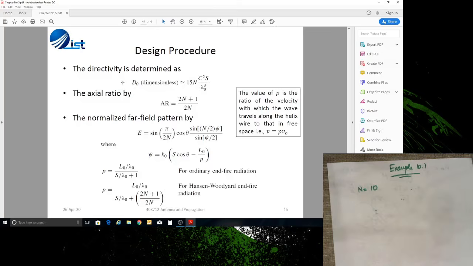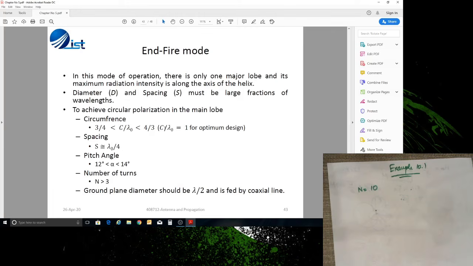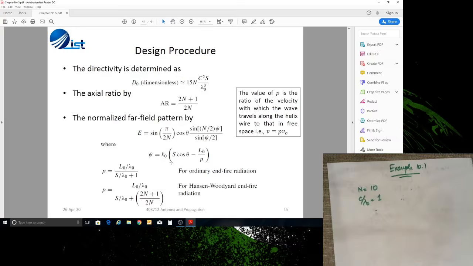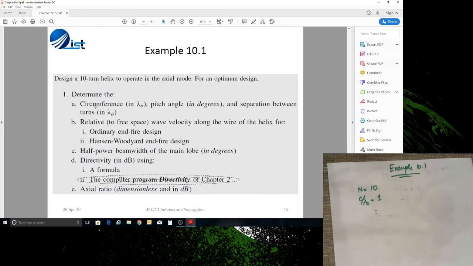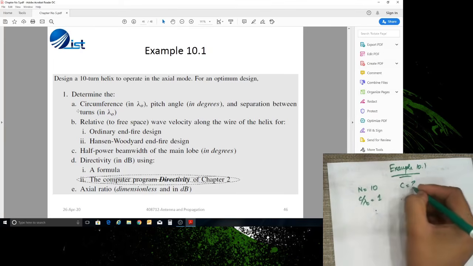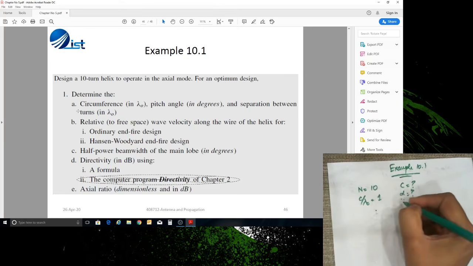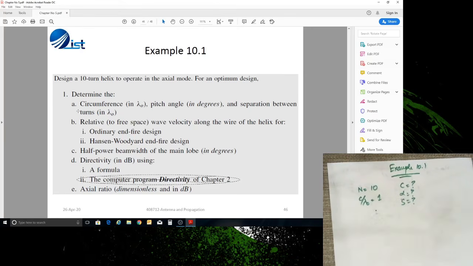So we already know कि ऑप्टिमम डिज़ाइन के लिए आपके पास C बाय lambda naught जो है it is equal to 1. ओके, सो हमने डिटरमिन क्या करना है, we need to find the circumference, pitch angle and the separation between turns. So we need to find what C is, we need to find what alpha is, we need to know the spacing S as well. ठीक है, सो पहले इस पार्ट को देख लेते हैं.